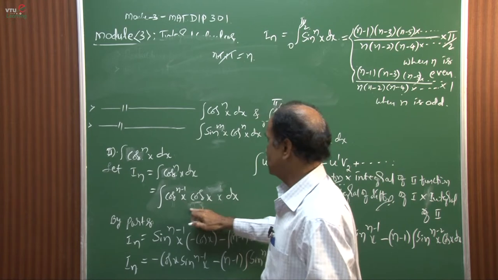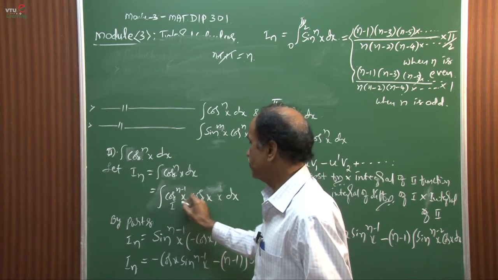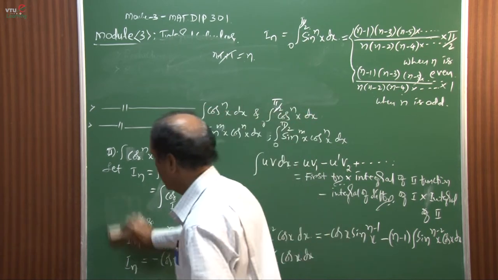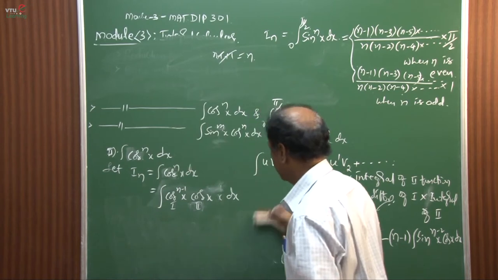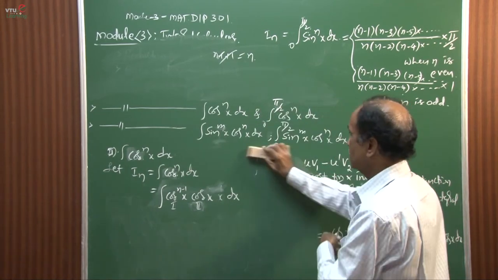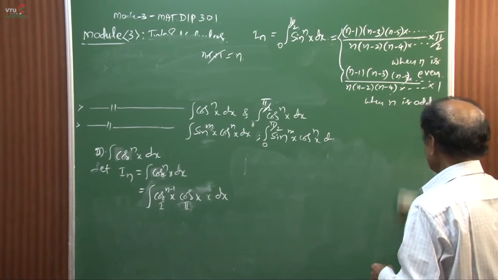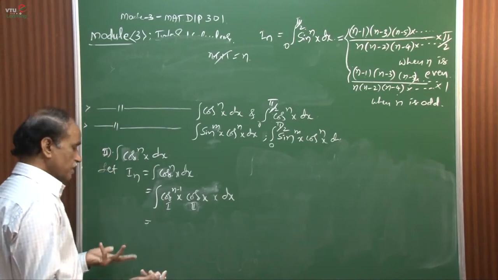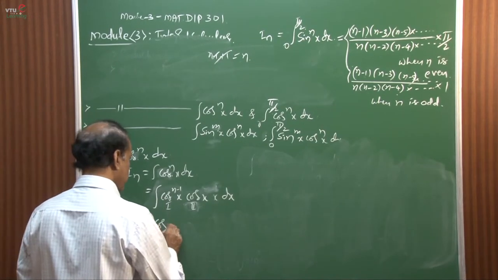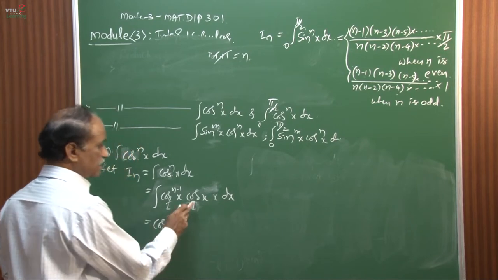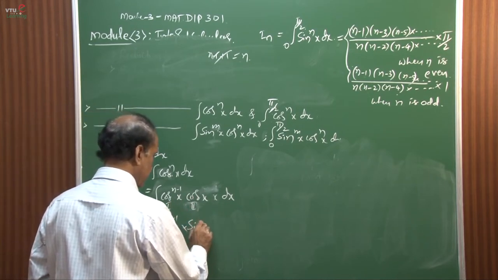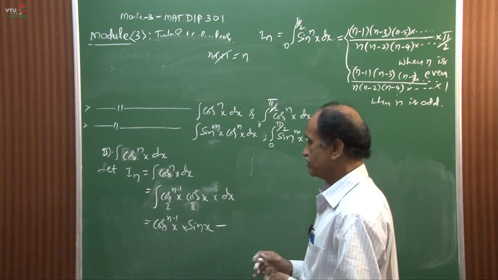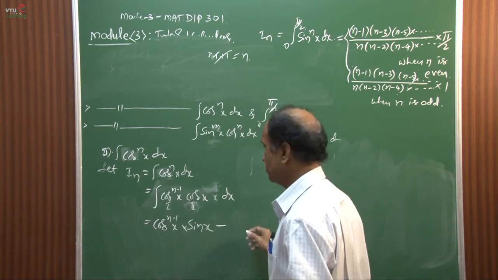Okay. So now once again I will take this as first function and this I will take as second function, because both are repeating terms. Now once again by parts we integrate using this formula. I will write the value after integrating by parts. So first term, first function, cos to the power n minus 1 x, integration of cos x means sin x, right, minus integral of differential of first function.